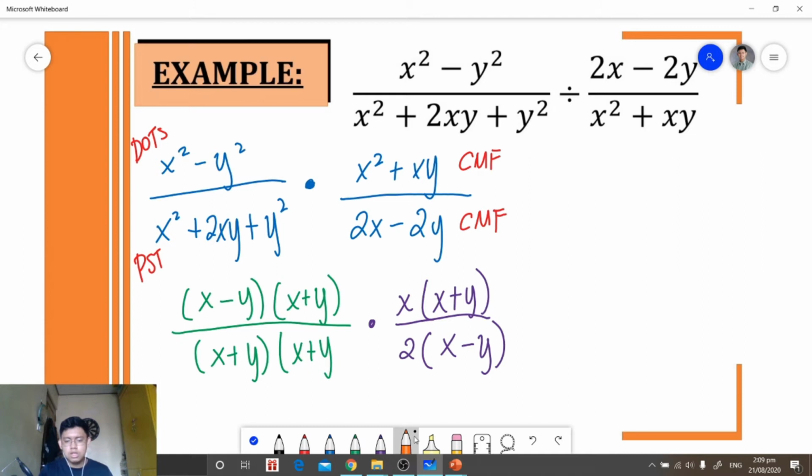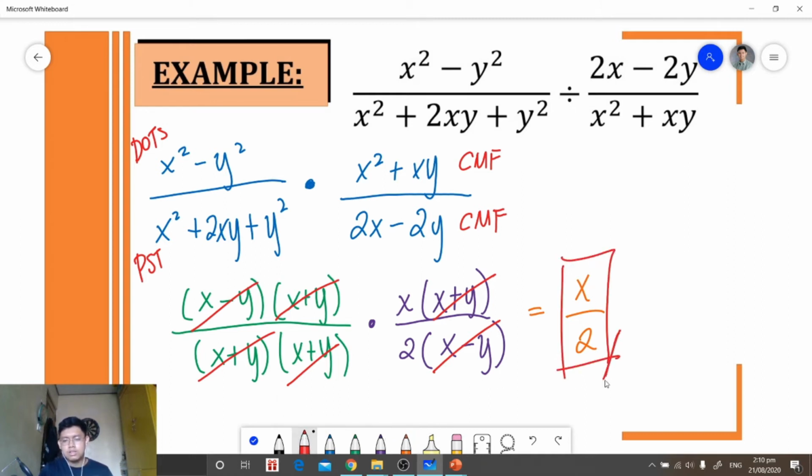And then let's proceed to cancellation. So let's cancel the common factors that are present in our numerator and denominator. So x plus y, x minus y, and x minus y, x plus y, and x plus y. Now let's multiply numerator by numerator, denominator by denominator. We will have x over 2. If we cannot simplify, this will be our final answer.